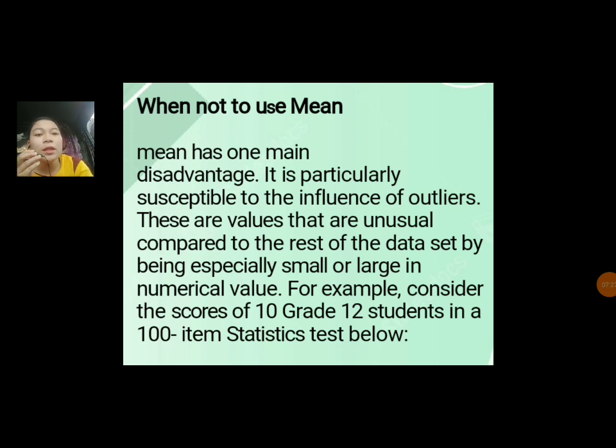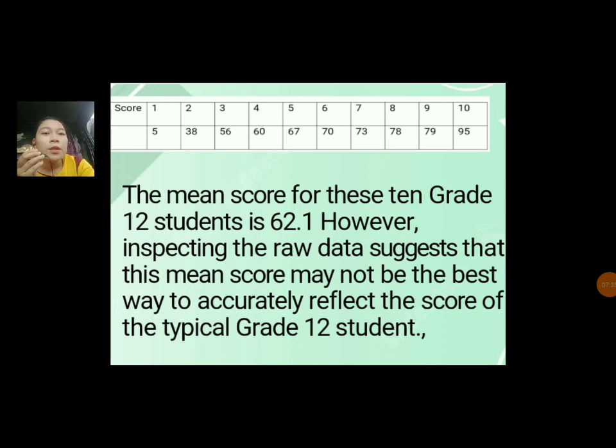So for example, consider the scores of 10 students in a 100 item statistics test below. Look, in score 1, 2, 3, 4, 5, 6, 7, 8, 9, 10, it represents your 10 students. And below that are their scores. Student 1 got 5, student 2 got 38, student 3 got 56, then 60, 67, 70, 73, 78, 79, and 95. So what did you observe?